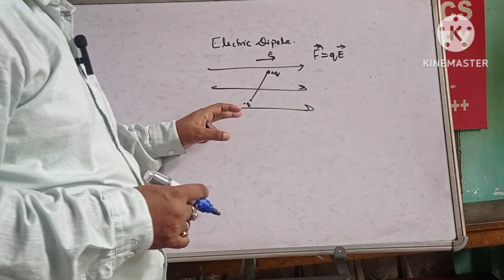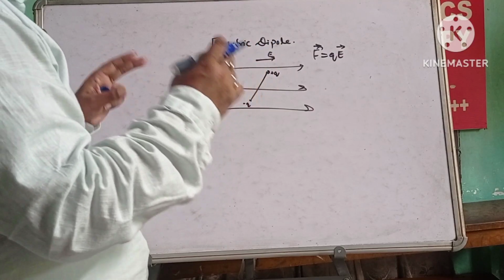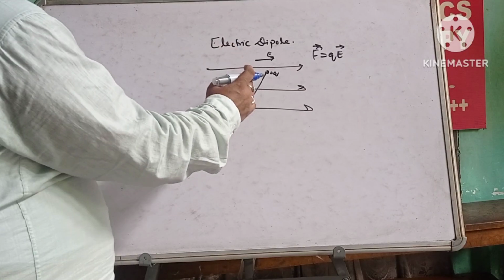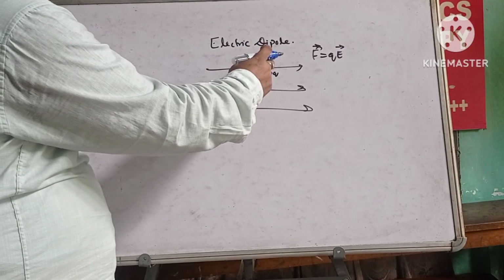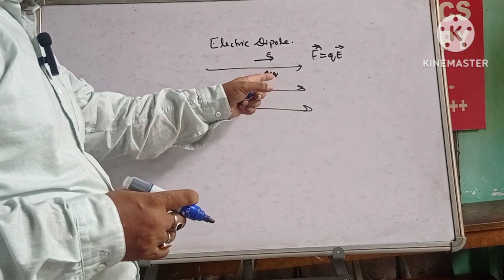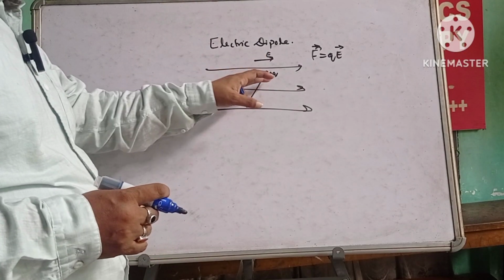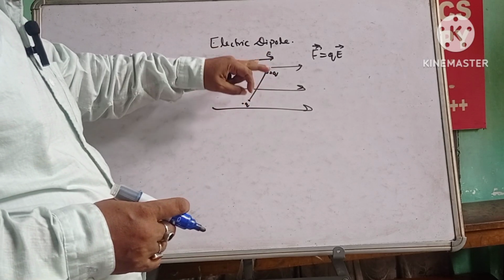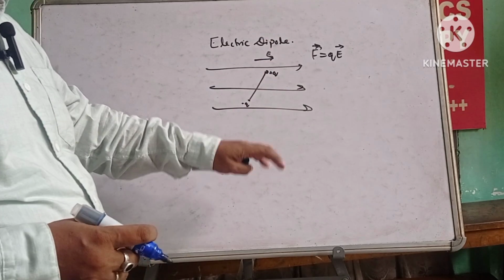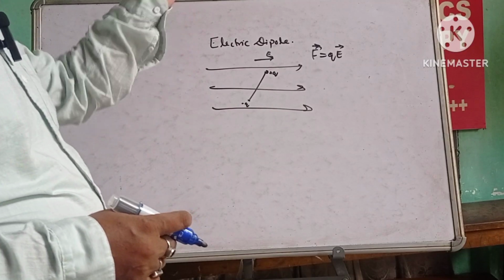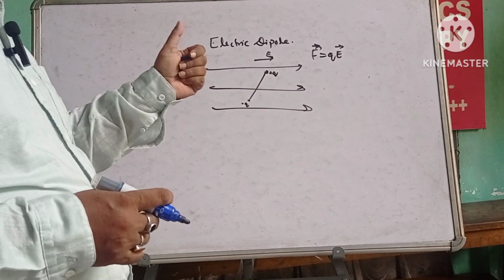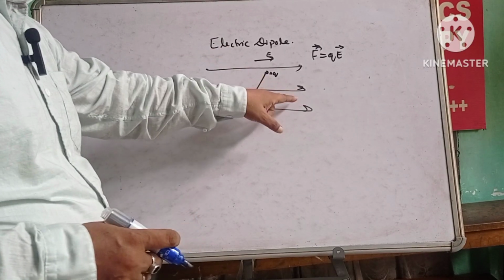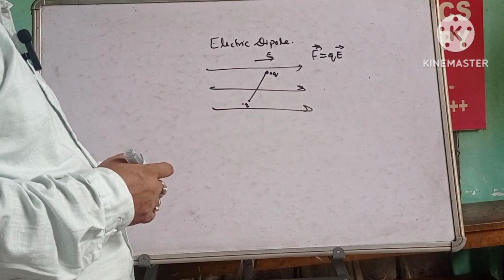But since the forces are acting at a distance, it creates a torque, and that torque is always perpendicular to the plane containing Q and E. If we consider this as a horizontal plane, your torque will be in the upward direction, and that torque will rotate the dipole either parallel to the electric field or anti-parallel to the electric field.